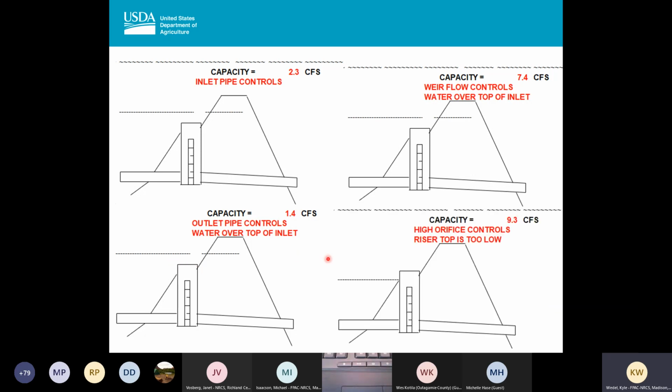And then the final type is, you're going to get orifice controls. The riser's too low. It's not that the riser is necessarily too low. It's that you have this capacity. As we discussed on that previous slide, when you're in these situations, you don't really want to be in orifice control. You'd much rather be in weir control or outlet control. If you get to this orifice control, there's some additional calculations you have to do off to the side if you really want to stay within that.